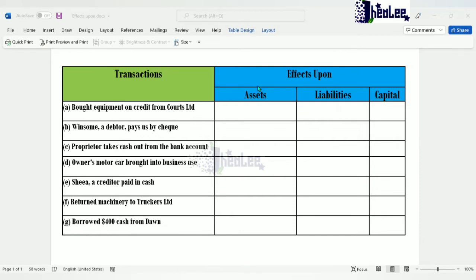To the left, we have a list of transactions. To the right, we have a main column representing effects upon. That column is divided into three. We have one for assets, one for liabilities, one for capital. So if there is an asset that is affected, we're going to list this under asset, and then we indicate whether there is an increase or decrease. If there is a liability that is affected based on the transaction, it's going to be listed under the liabilities heading, indicating if there is an increase or decrease. And if our capital is affected, we indicate whether or not there is an increase or a reduction.